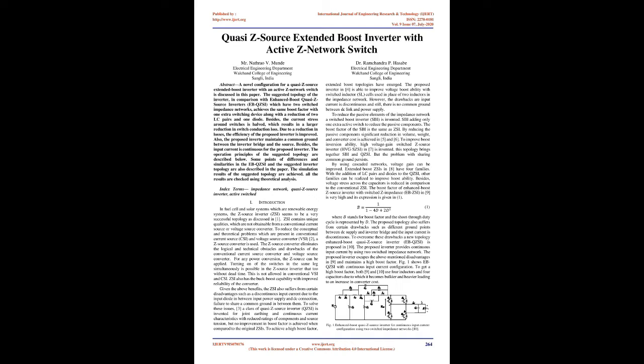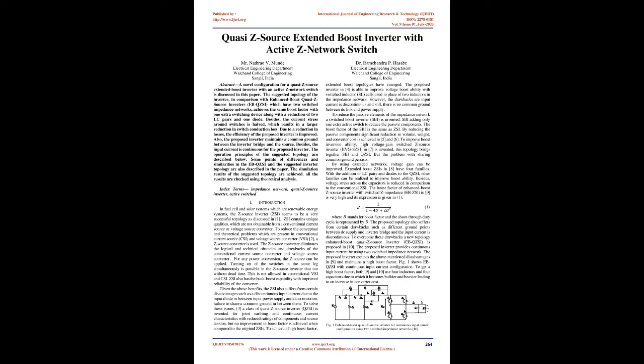To reduce the conceptual and theoretical problems which are present in conventional current source, CSI, and voltage source converter, VSI, [2], a Z-Source converter is used. The Z-Source converter eliminates the logical and technical obstacles and drawbacks of the conventional current source converter and voltage source converter. For any power conversion, the Z-Source can be applied. Turning on of the switches in the same leg simultaneously is possible in the Z-Source inverter, that too without dead time. This is not allowed in conventional VSI and CSI.